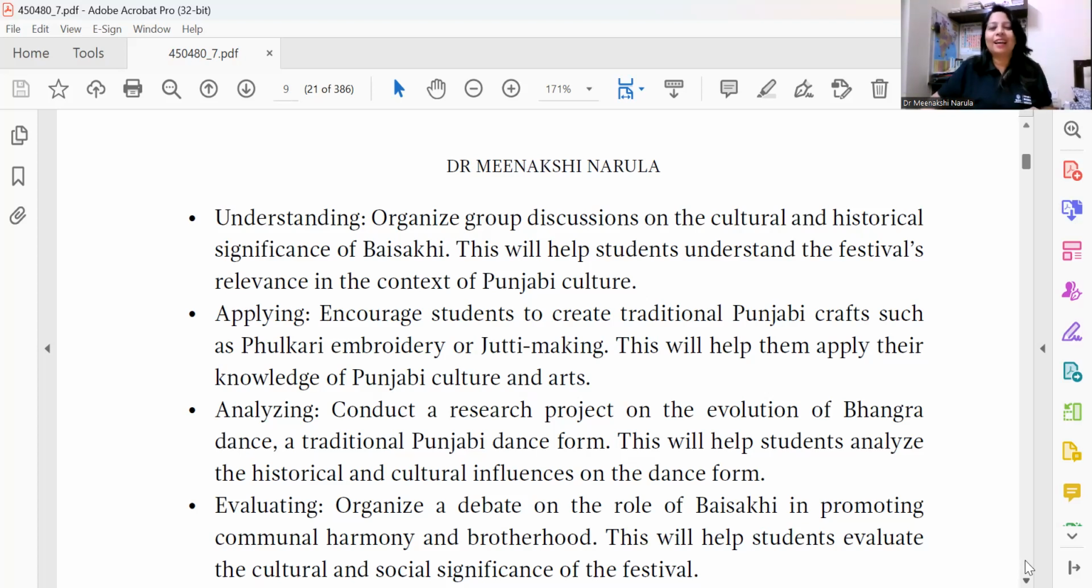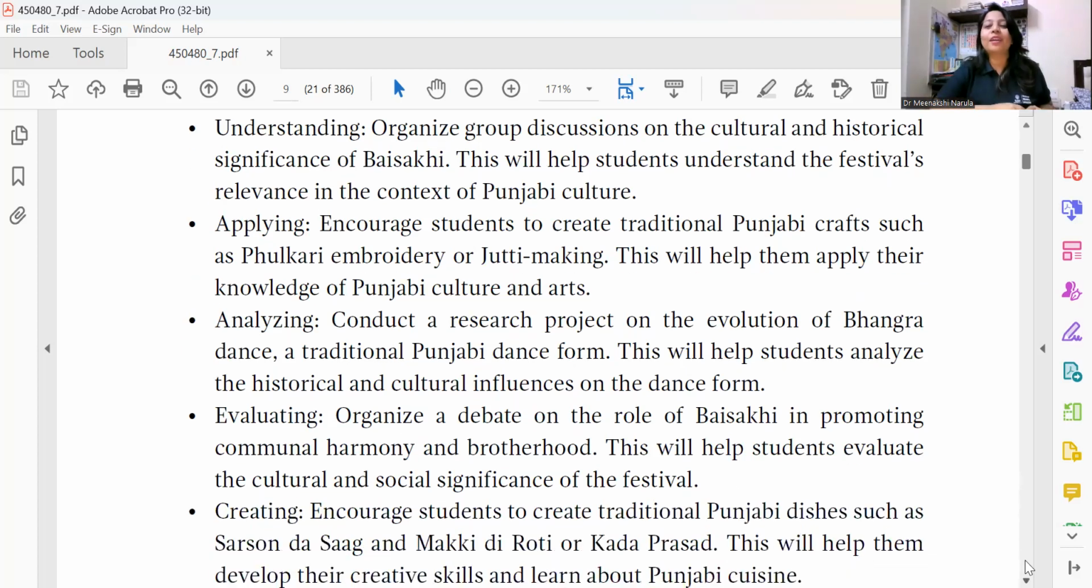If you're talking about analyzing, you can conduct a research project on the evolution of Bhangra dance. How did the traditional Punjabi dance form begin? And you see, students will be researching and analyzing the same. Talking about evaluation, you can organize a debate on the role of Baisakhi in promoting communal harmony and brotherhood, that is, bhaichara, communal harmony. This will help students evaluate the cultural and social significance of the festival, what actually happens in it. Let them explore about it, right?